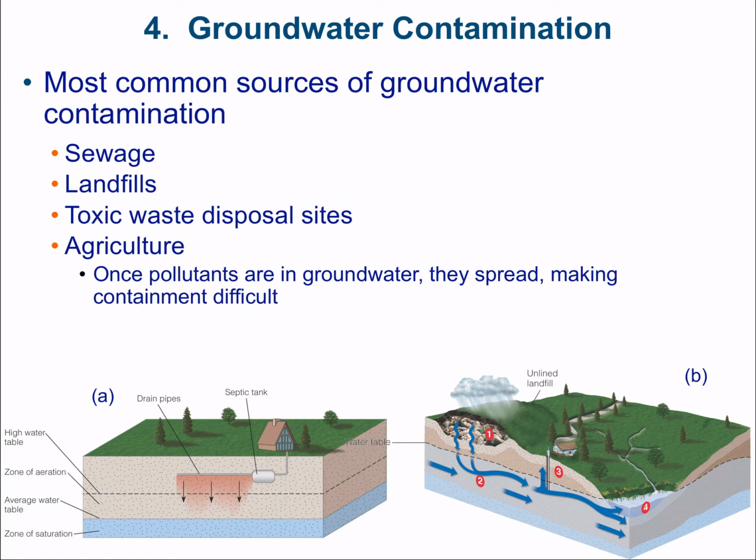And then finally we can have groundwater contamination, and that is the common source. The most common source of groundwater contamination that we see is by sewage, by landfills, by toxic waste disposal sites, and by agriculture. Because once we put those pollutants in the groundwater, they're going to spread through all those pore spaces, and containment is difficult, if non-existent, basically. So anything that goes in the ground can seep through and get into your groundwater.